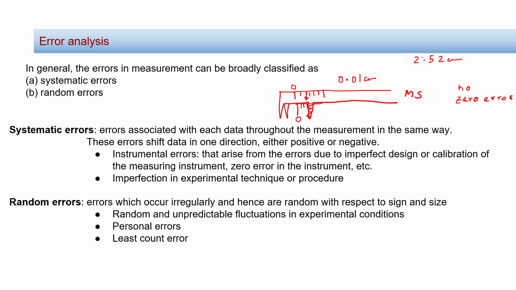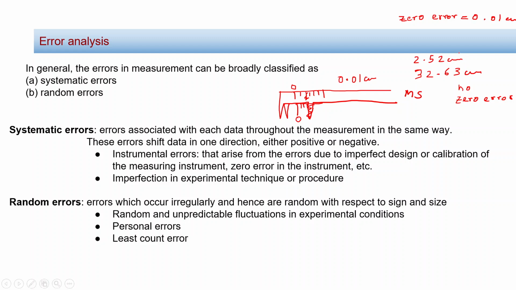for example, I am measuring the length of something that comes out to be 2.52 centimeter, and I am told that there is positive zero error of 0.01 centimeter. That means the actual value is 2.51 centimeter, but since there is a positive error of 0.01, I am getting 0.01 extra here. Again, if I measure some other object, say it is 32.63 centimeter, that means this 0.01 centimeter again is the extra value I am getting because of the zero error. So whatever I am measuring, every time I am getting a little higher value.